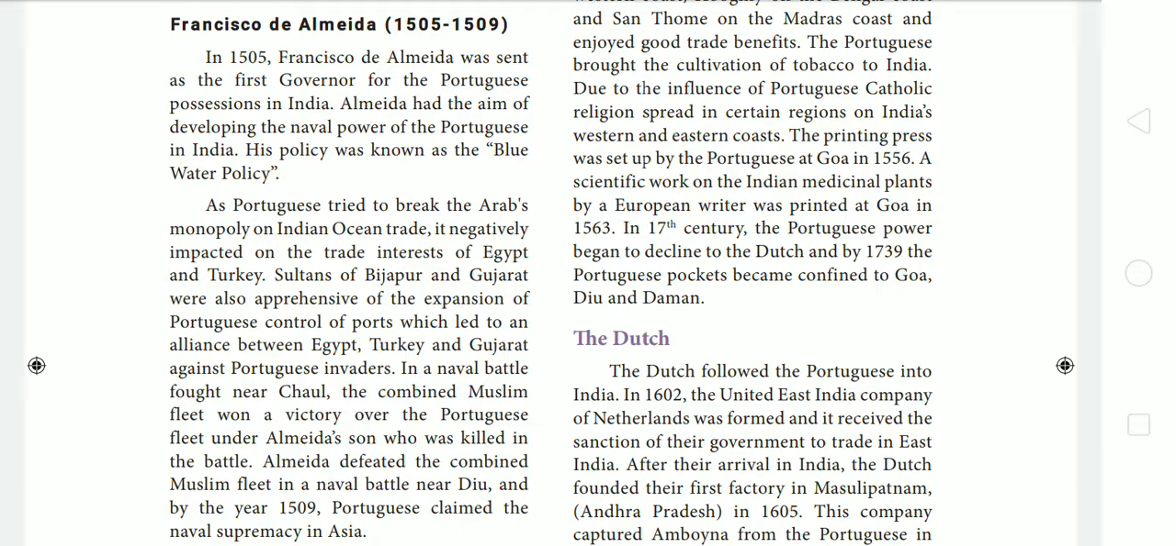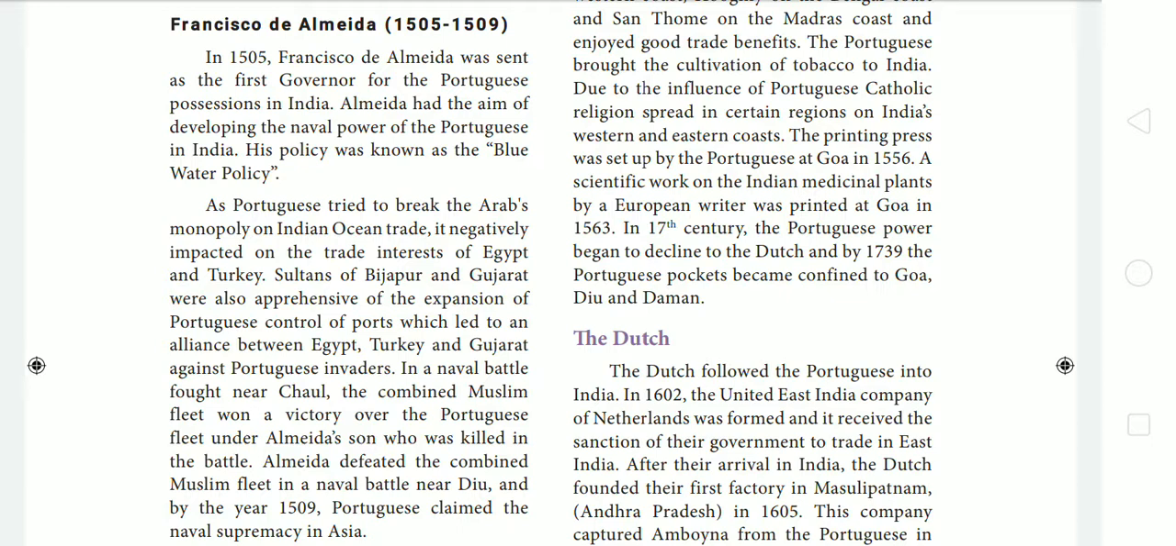As the Portuguese tried to break the Arabs' monopoly of Indian Ocean trade, it negatively impacted the trade interests of Egypt and Turkey. So the Portuguese tried to break the control of Egypt and Turkey over Indian Ocean trade. The Sultans of Bijapur and Gujarat were also apprehensive of the expansion of Portuguese control of ports, which led to an alliance between Egypt, Turkey and Gujarat against the Portuguese invaders.